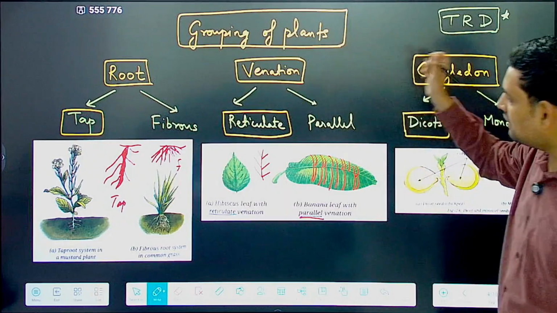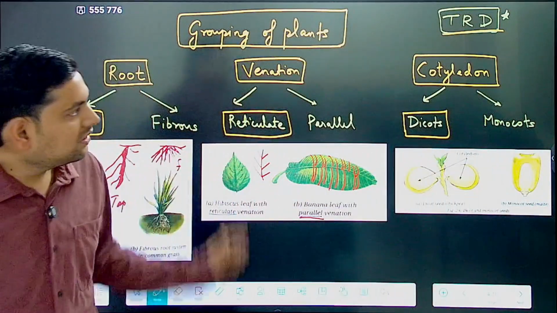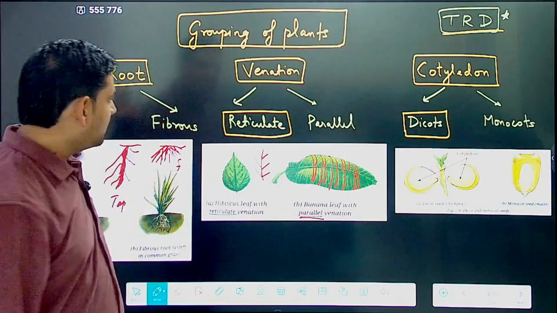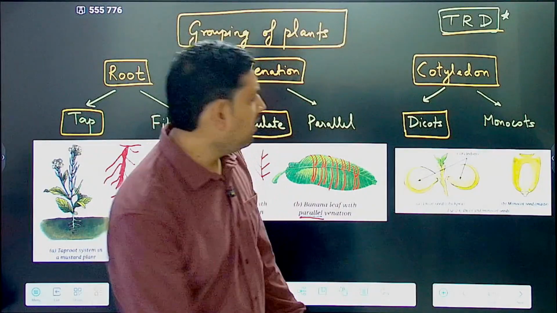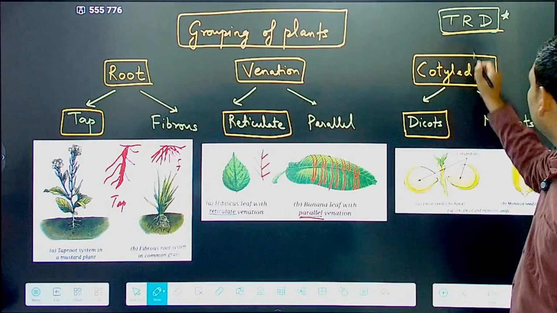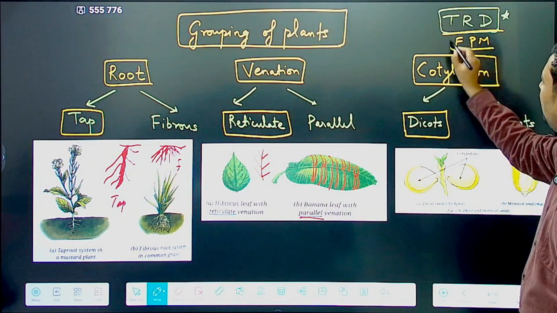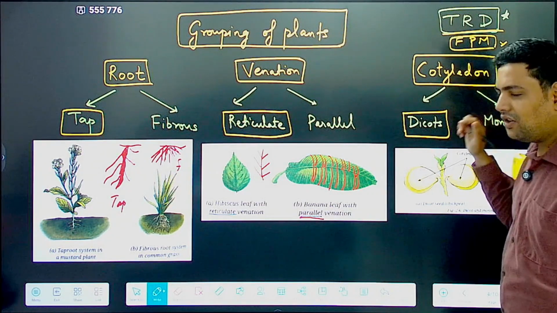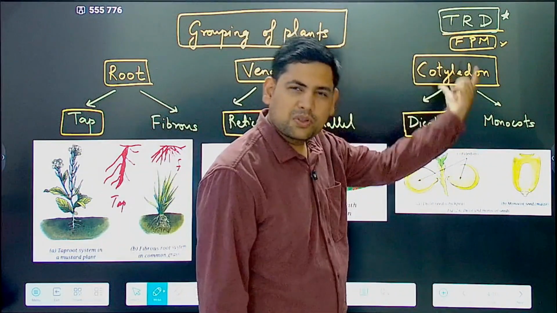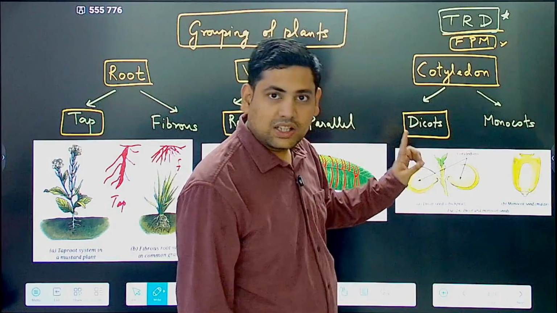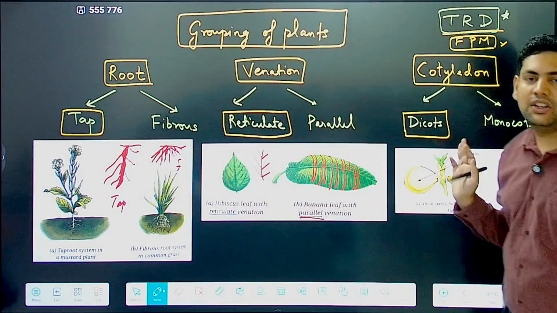How do you remember this? You remember it like tired or TRD. So TRD you can remember, that is taproot will have reticulate venation and will be dicot. And the opposite of this will be FPM. But FPM you need not remember. Tired or TRD you can remember. If you remember TRD, the opposite will be fibrous, then parallel, then monocot. This relation is very clearly given in NCERT.